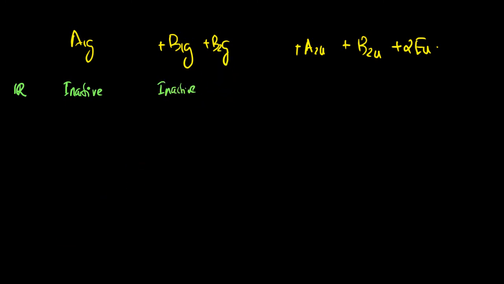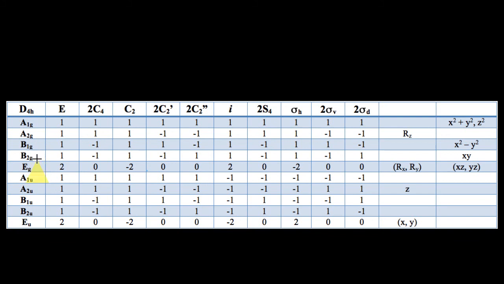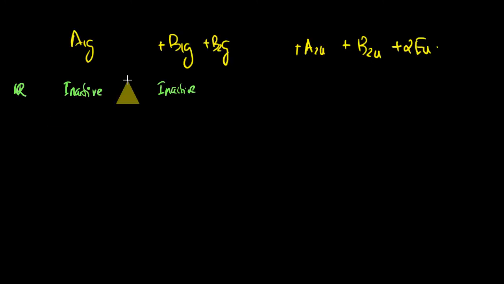What about B2G? Corresponding to B2G, is there any XYZ? No, there is no XYZ, only binary products are there. So B2G is also IR inactive. So let me write it there, inactive. B2G is also inactive.